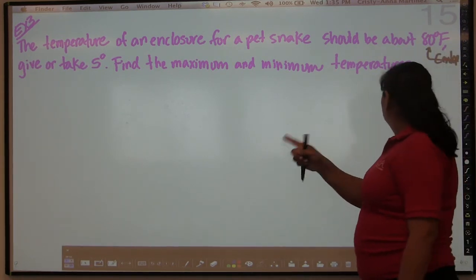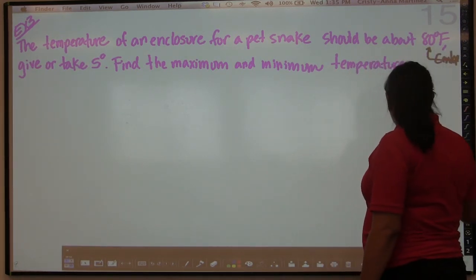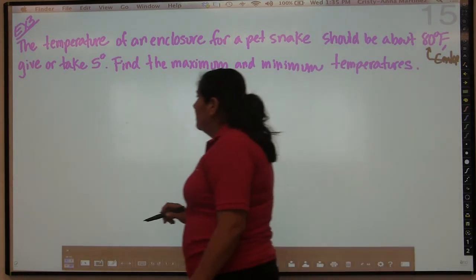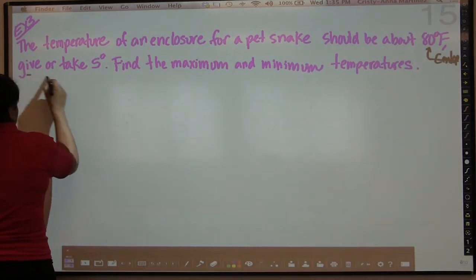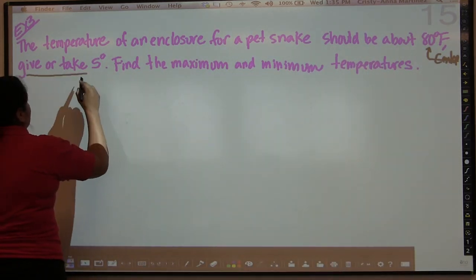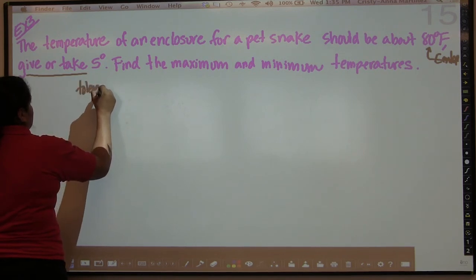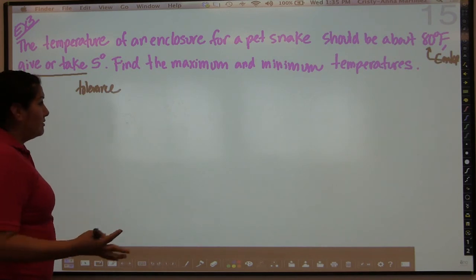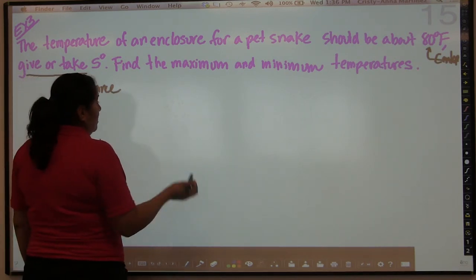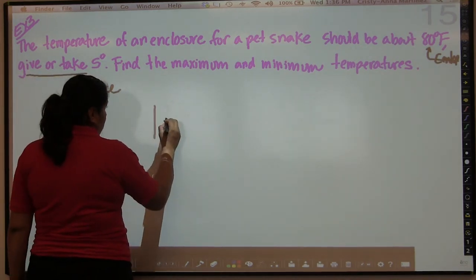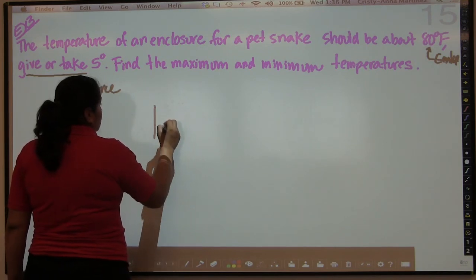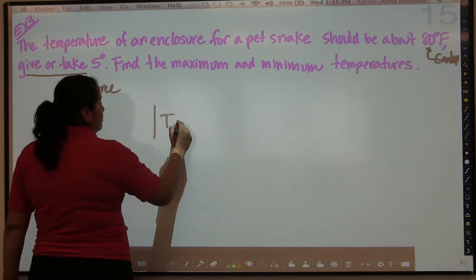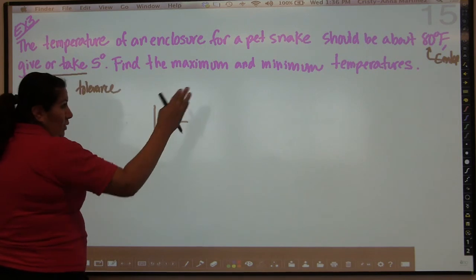And then it says give or take 5 degrees. This is our tolerance. We were talking about that. Give or take. That's the tolerance above and below. Find the maximum and minimum temperature. So you set up your absolute value equation. You use a variable for what you don't know, which is the temperature. So that's T. And we subtract the center, which we know is 80.